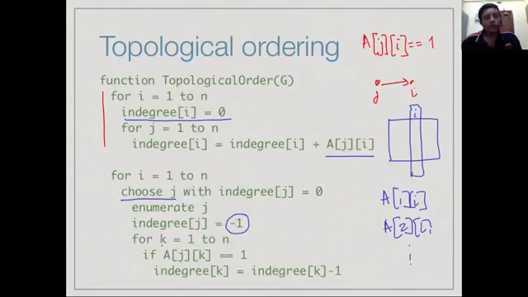And now for every outgoing edge from j, so wherever we have j pointing to k, we want to decrement this because we're going to eliminate this edge. By eliminating j, we eliminate this edge. So for every k from 1 to n, we scan all the outgoing neighbors of j, and if A[j][k] is 1, we reduce the in degree of k by 1.